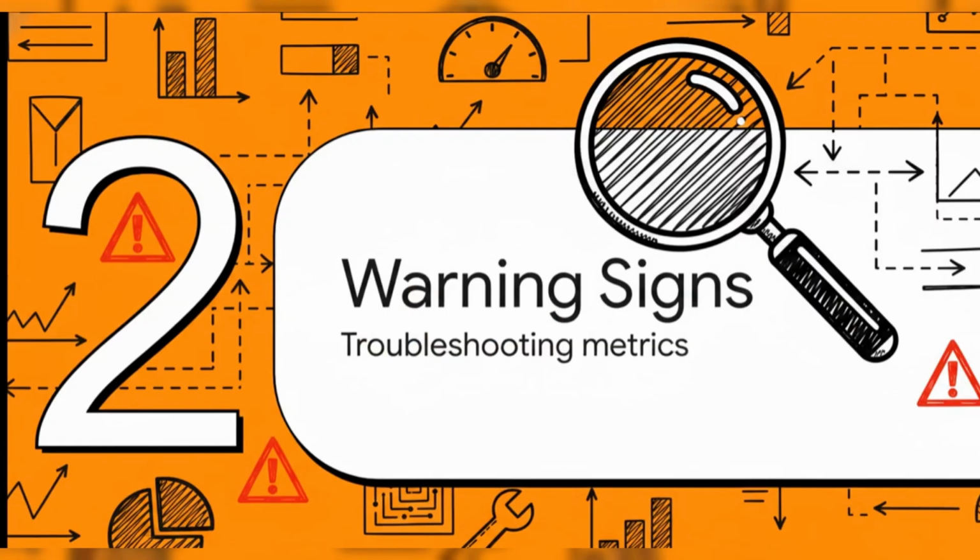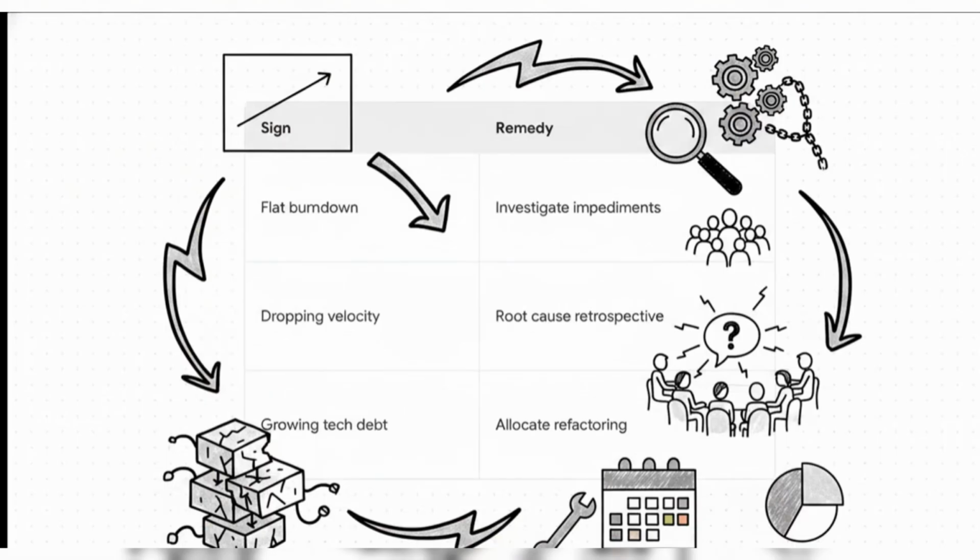Moving on to Part 2, Troubleshooting Agile Warning Signs. Now, what's really interesting about this slide is how it creates a super powerful diagnostic matrix for 3 distinct warning signs, mapping them directly to their agile remedies. First, if you see a flat burn-down chart for several days, your remedy is to investigate impediments with the team. You don't just report failure to management.